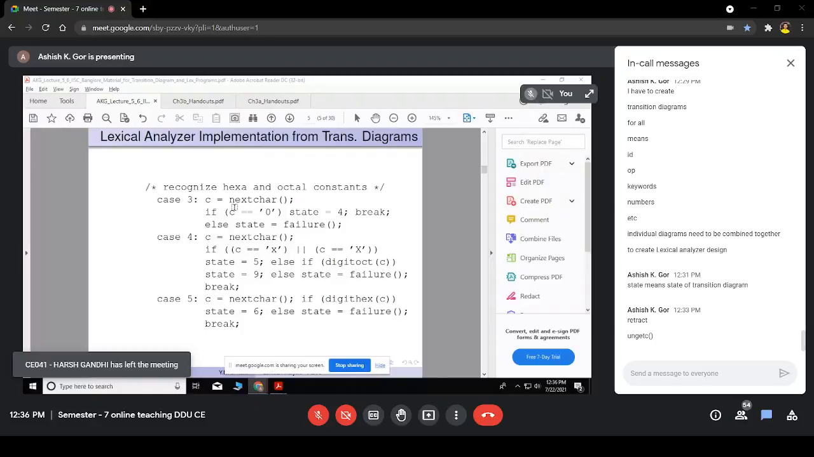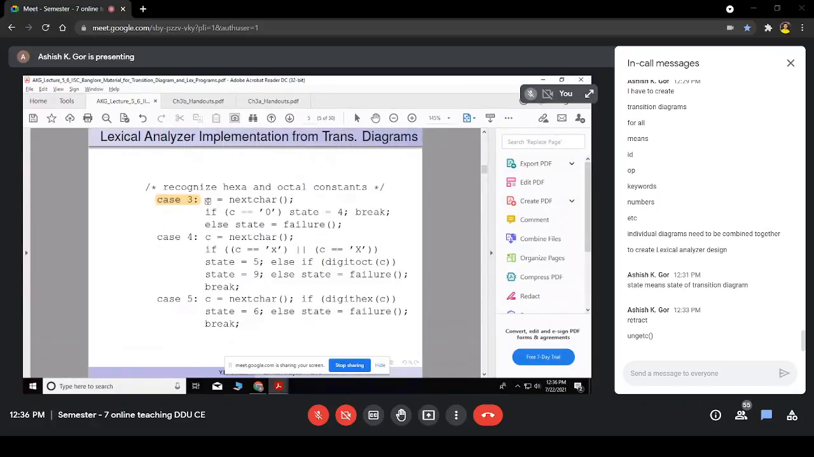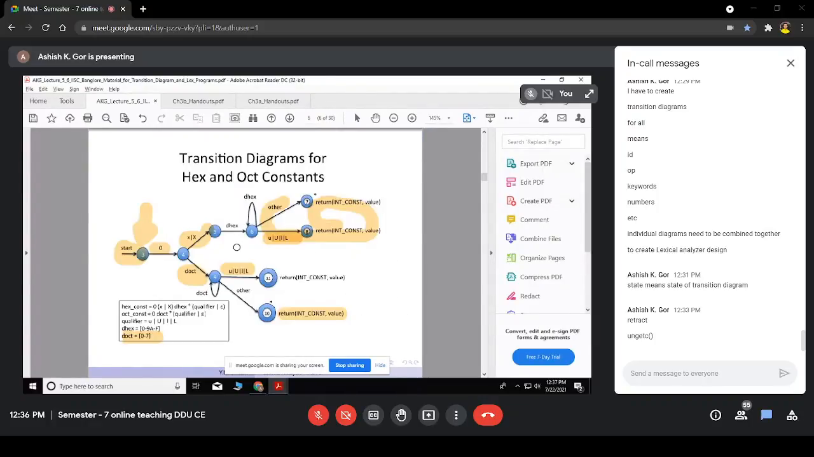So again, let me explain. If you are in a case number 3, that means you are in state number 3, the next letter you have to take. If it is 0, then state is 4, and then you break. If next is not 0, then it's a failure. If it is 0, then state is 4. So you are here. Now from 4, there are two possibilities, x or 0 to 7. If it is 0x, it's a hexadecimal number. If it is 0 to 7, that is d-oct, it would be an octal number.